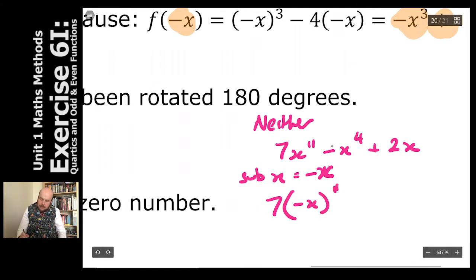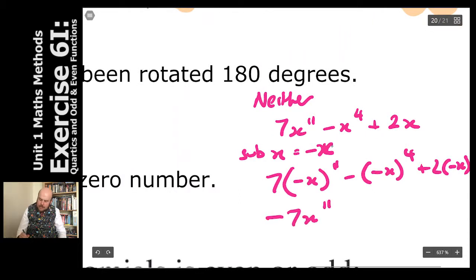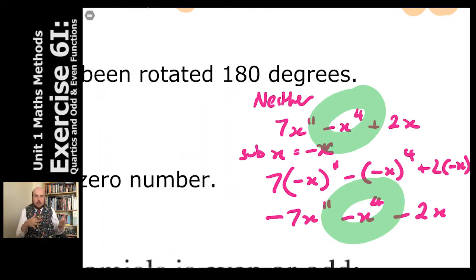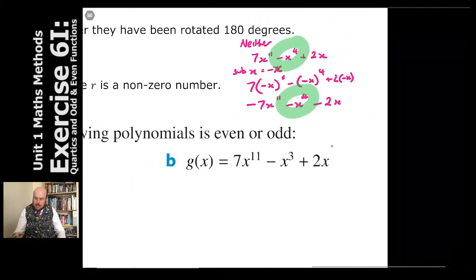So that becomes 7 times negative x to the power of 11 minus negative x to the power of 4 plus 2 times negative x. So that becomes negative 7x to the power of 11 minus x to the power of 4 minus 2x. Because this one stayed exactly the same, but the other two changed, it's neither, because either all the signs need to change, or none of them change. It can't be a bit of both.